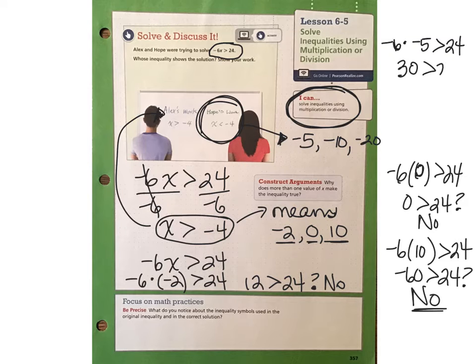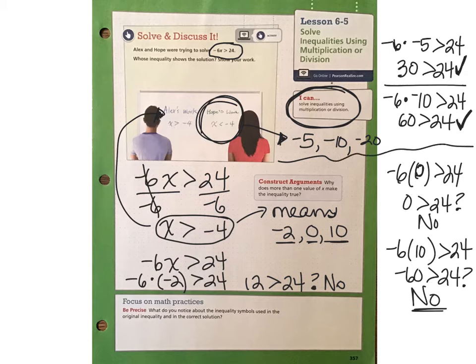And when you check those answers, negative 6 times negative 5, is that greater than 24? That's 30. And 30 is bigger than 24. That one checks out. So what if I substitute in place of the x a negative 10? Is that answer going to be bigger than 24? Yes, because negative 6 times negative 10 is a positive 60, and positive 60 is again greater than 24. And if I check the negative 20, that also does work, because negative 6 times negative 20 would be a positive 120, and that is definitely bigger than 24.